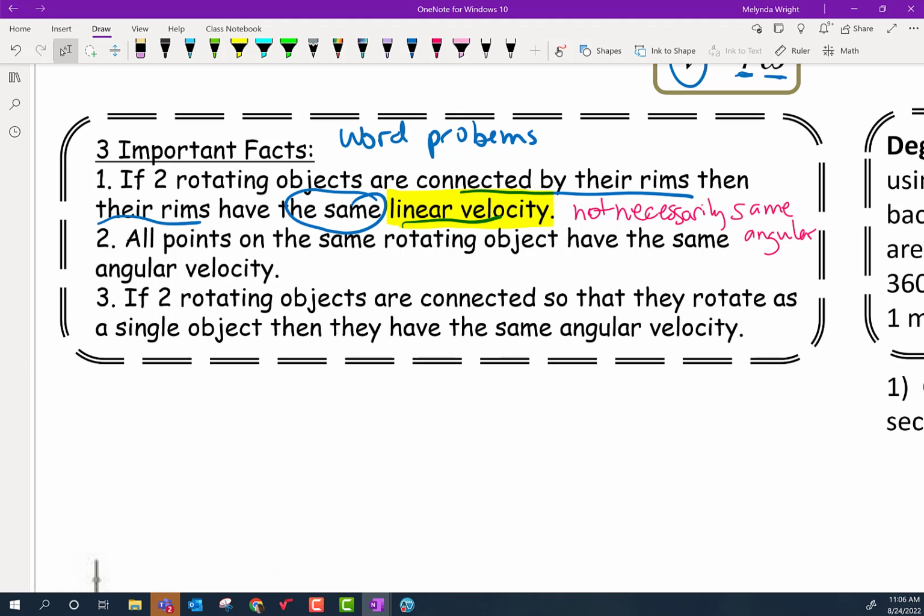If all points on the same rotating object have the same angular velocity, will they have the same linear velocity? If I'm standing in the center and my radius is 0, and I move to the outside and my radius is 2 feet, am I going to have the same linear velocity? No. So we'll just write here, a little note to ourselves, not true for linear velocity.